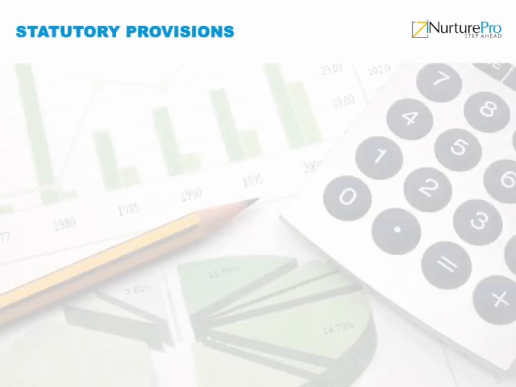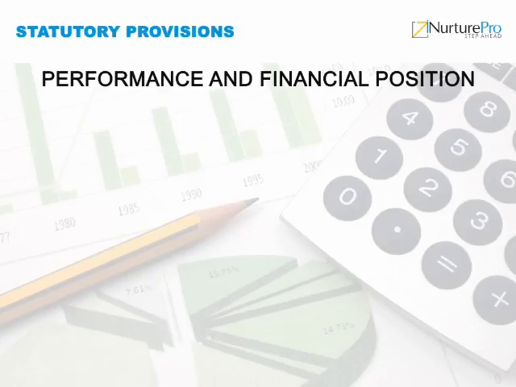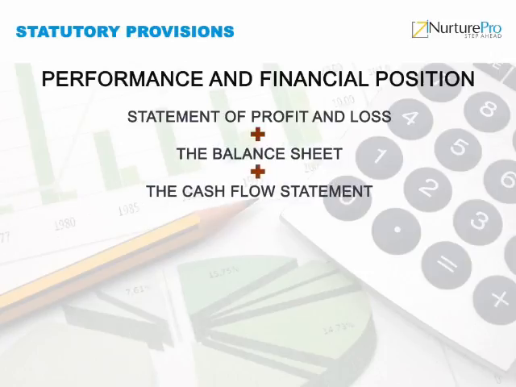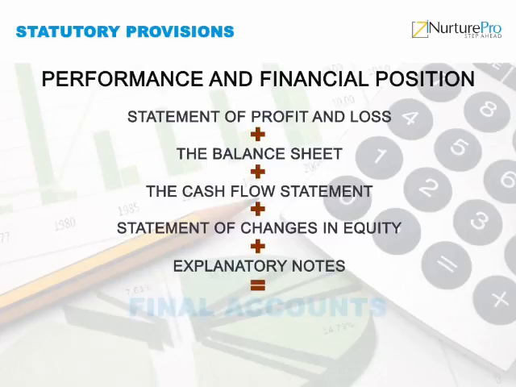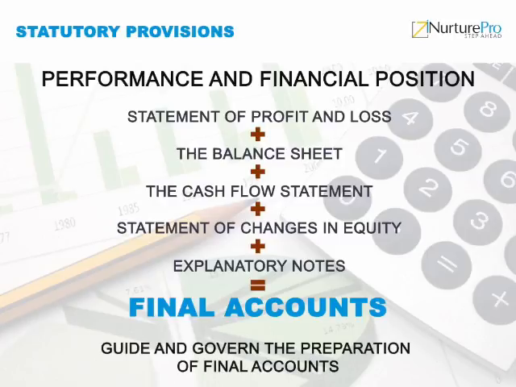Final accounts show the performance and financial position of a company. Statement of profit and loss, the balance sheet, the cash flow statement, statement of changes in equity and explanatory notes together make up the final accounts of the company. Major decisions are taken by various parties based on these statements. Therefore, it is important that these are drawn to present a true and fair review. To ensure this, the Companies Act has various provisions that guide and govern the preparation of final accounts of corporate. In this video, we will review some of the key provisions.